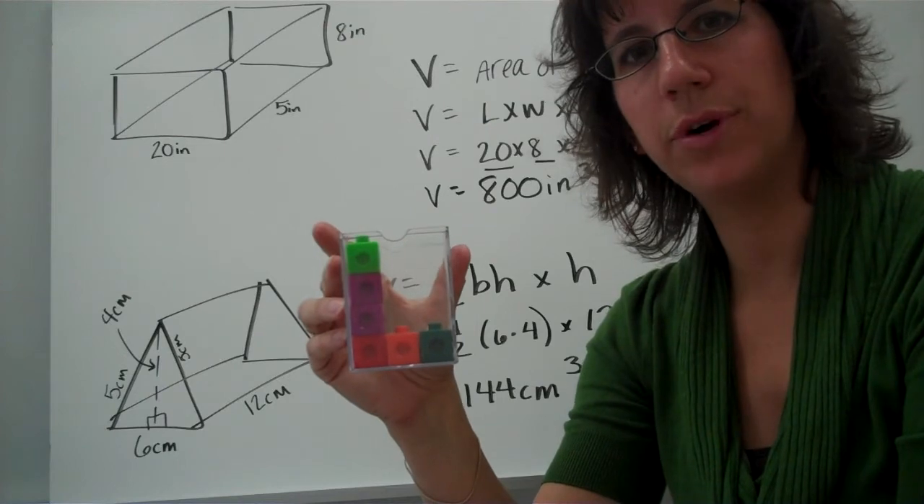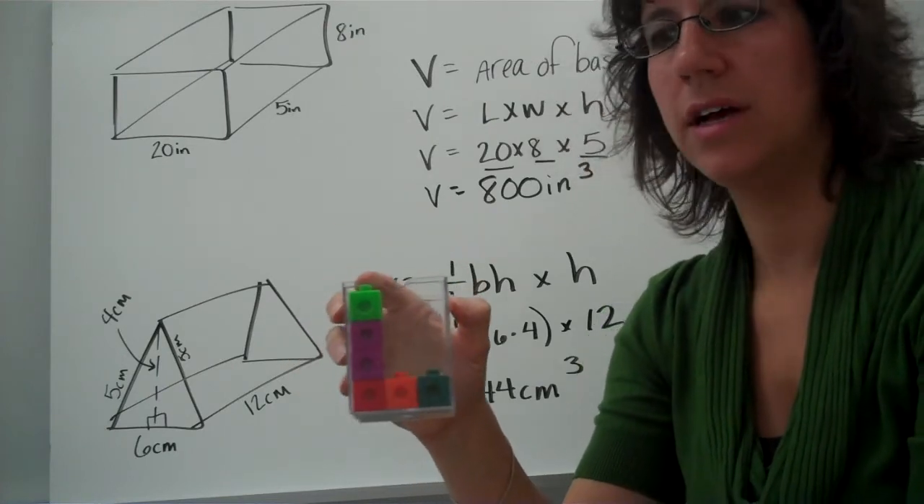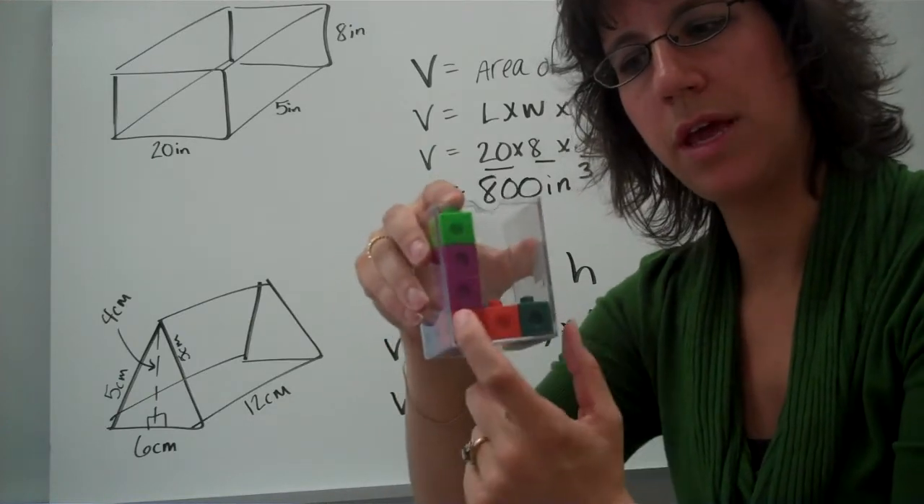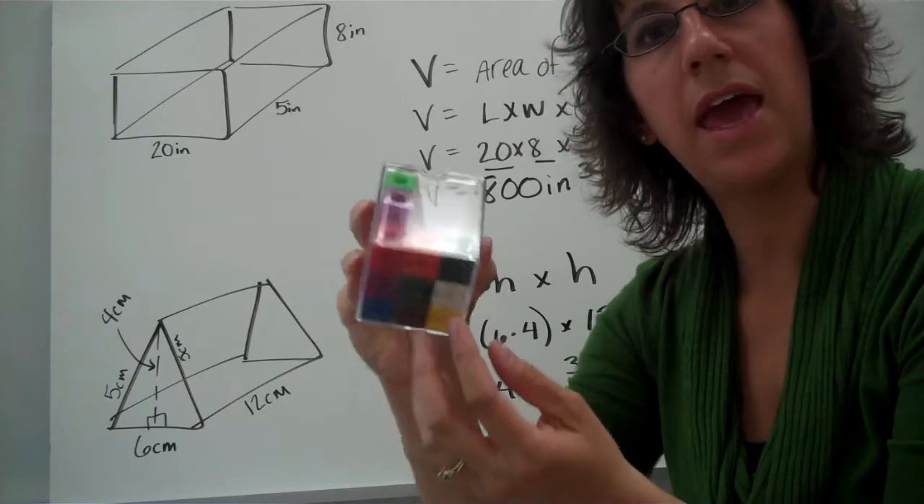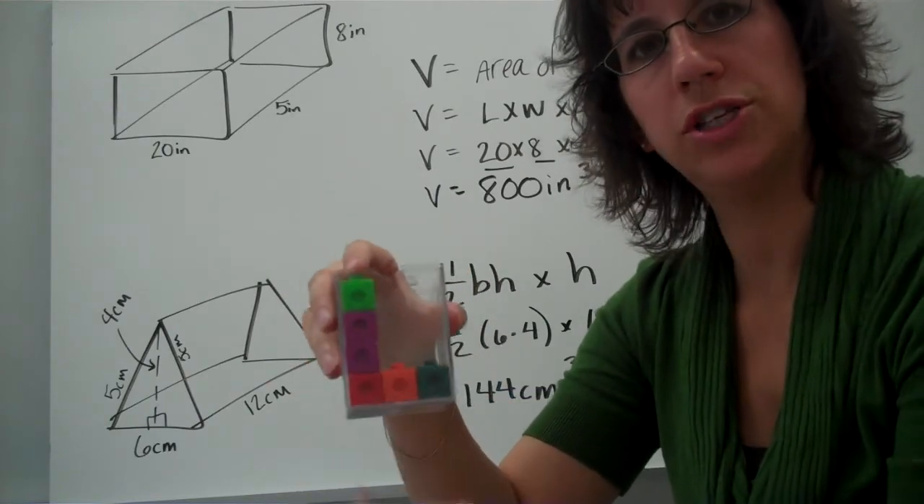How did you get that? Did you do 9 times 4? Awesome. That's exactly what you would do in terms of finding the volume, even if you don't have the little tiny cubes. How many fit at the bottom? 3 by 3, the area of the bottom, and then you multiply that by how tall the shape is.